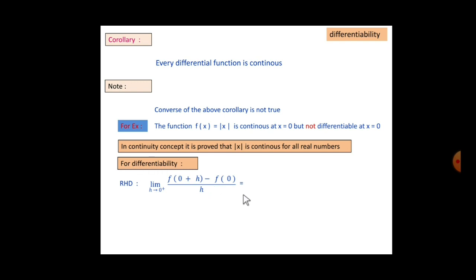Now let me substitute what f of 0 plus h is. As h tends to 0 plus, it becomes positive h, because h is approaching 0 from values greater than 0, so it is h only. And f of 0, in mod x you put x equal to 0, it becomes 0, and the denominator h as it is. So here h gets cancelled, f of 0 is 0, therefore you will get the value 1.